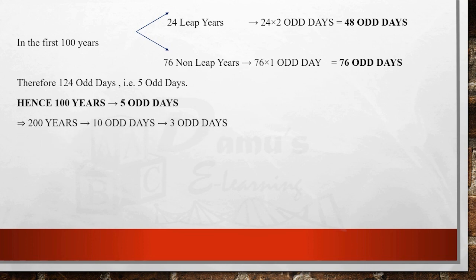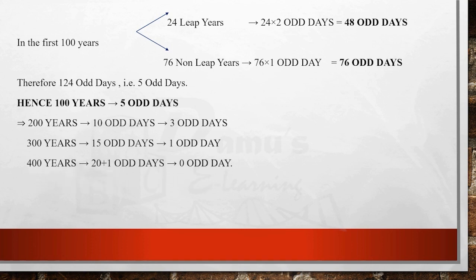Therefore, for 200 years it will be 10. 10 odd days means 10 divided by 7, remainder 3 odd days. 300 years, 15. Now 15 divided by 7, remainder 1 odd day. 400 years, it will be 20, but 400 is a century that is a leap year. Therefore 20 plus 1, 21 odd days, that means 0 odd day.